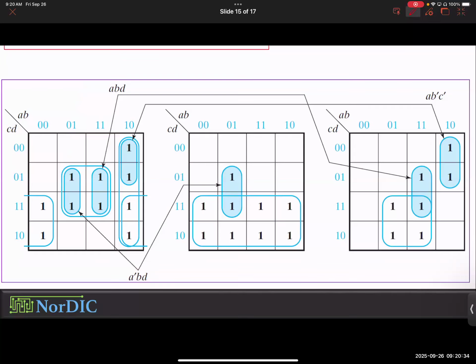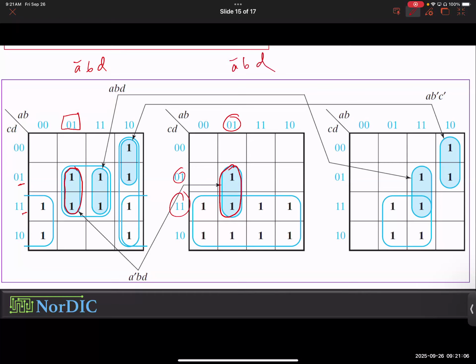Let's do this together, and I hope it will make sense. Can anybody help me figure out the functional expression corresponding to this group? What does not change here for these 2 ones? A and B. So can I write A prime B? But what else doesn't change? D. So A prime B D, right? What will be the expression for this one? Exactly the same, of course, because it has to do with the location, not anything else. So it's A prime B D.